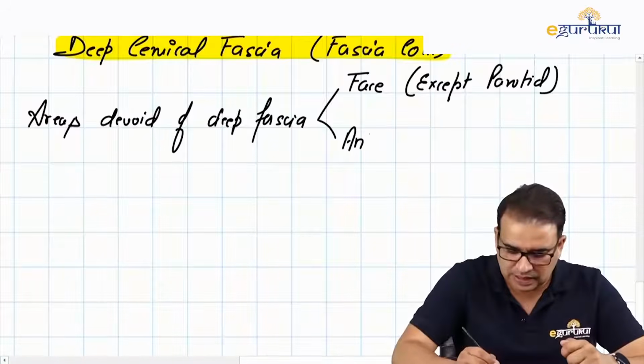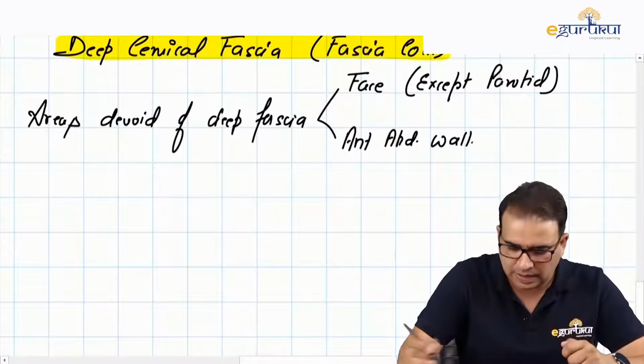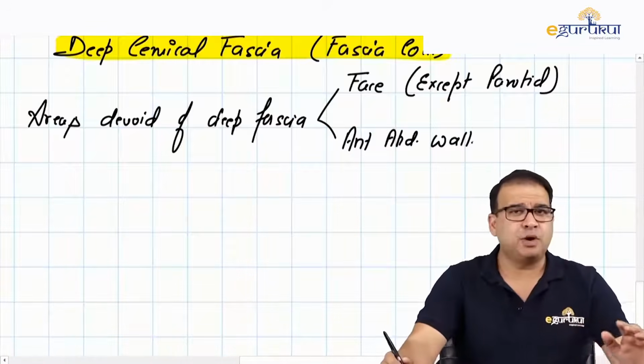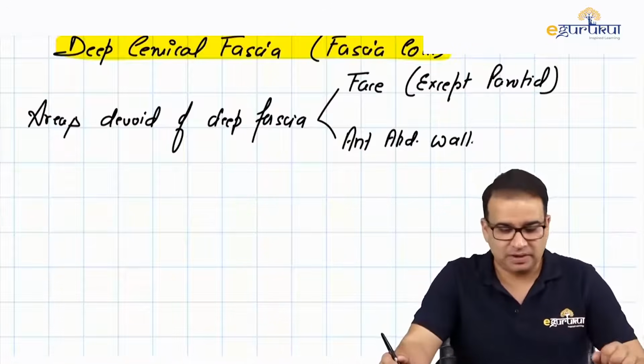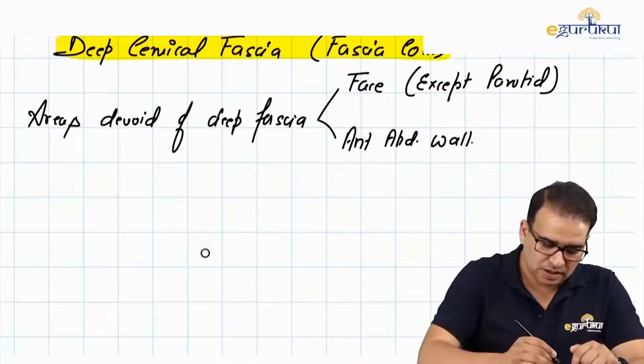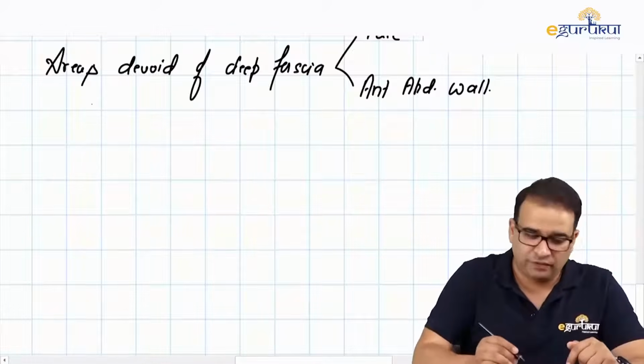And the second is the anterior abdominal wall. Posterior abdominal wall has a fascia called the thoracolumbar fascia. Anterior abdominal wall does not have it. Now, as we said, the thing in the deep fascia is the modifications.